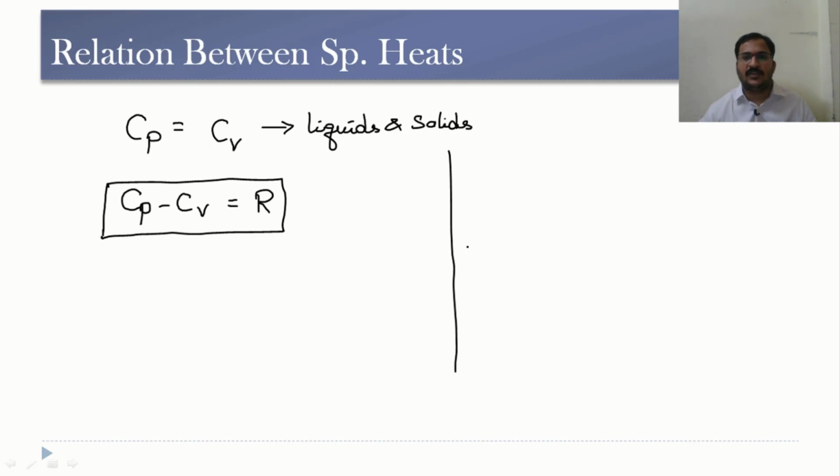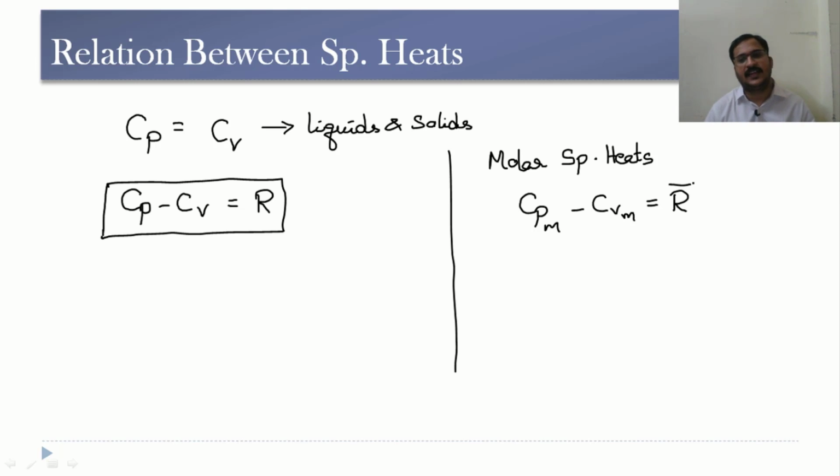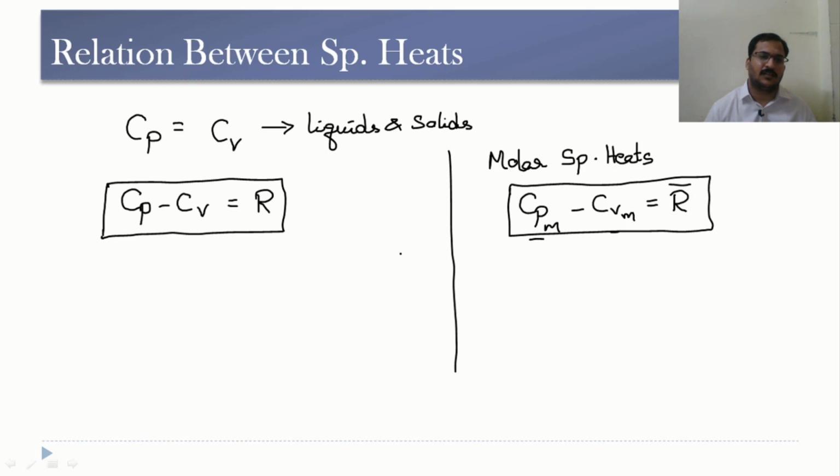Suppose if you take molar specific heats, that means per mole, if you consider the specific heat, then the difference between molar specific heats will be equal to the universal gas constant. So, molar specific heat at constant pressure minus molar specific heat at constant volume will be equal to the universal gas constant. This is also a very important relation which we need to remember here.